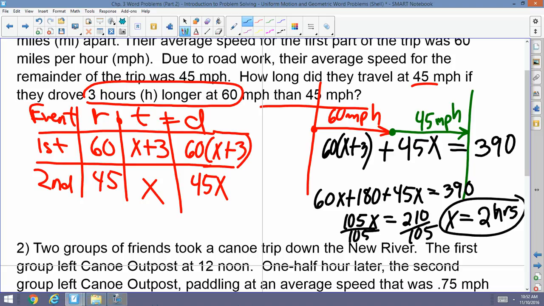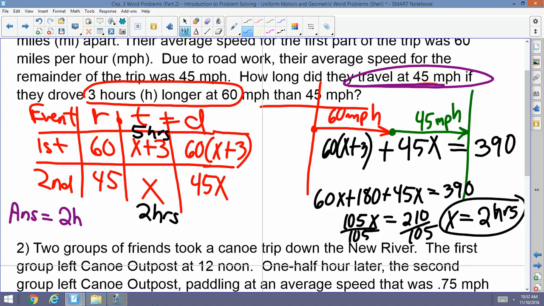So, what's the answer to my question? What are they looking for here, guys? Read. How long do they travel at 45 miles per hour? So isn't this the x right here? 2 hours, right? How long do they travel at 60 miles per hour, just for giggles? 5 hours. Very good. But I'm asking for how long do they travel at 45 miles per hour? So my answer would be 2 hours. Be honest, guys. You may not have liked it, but I bet you money you've never seen it this easy.